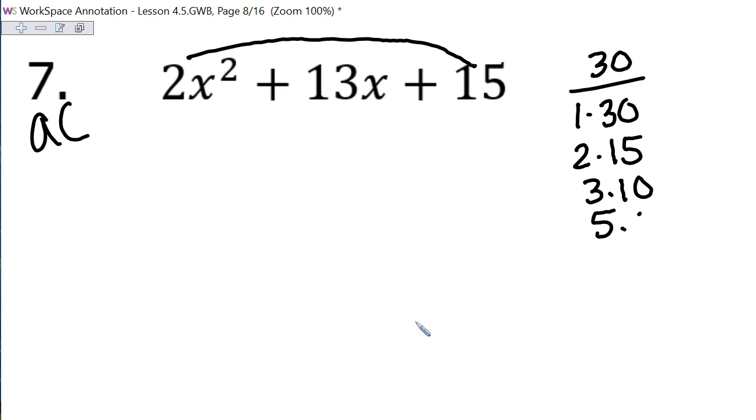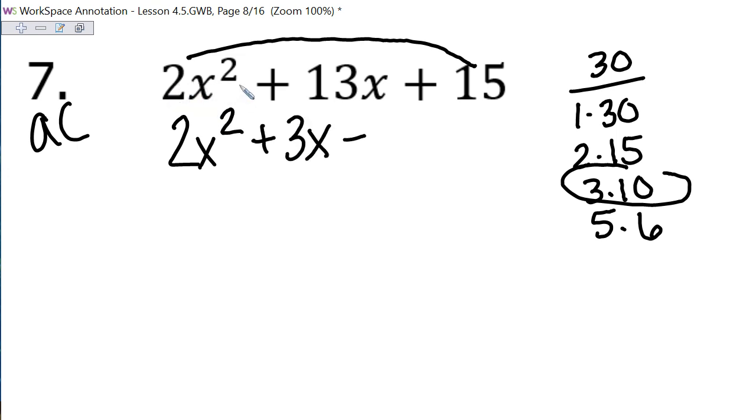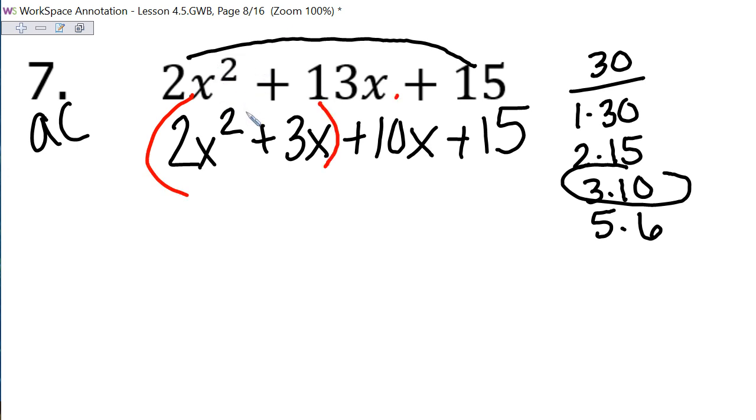We still want to add to the middle term, so what do we need to add up to? 13. So in that list, which pair adds to 13? 3 and 10. So instead of 13x, we'll split it up into 3x and 10x. So bring down the 2x squared. Instead of 13x, split it up into 3x and 10x. Drop down to 15. Once you have 4 terms, group the first 2, group the last 2.